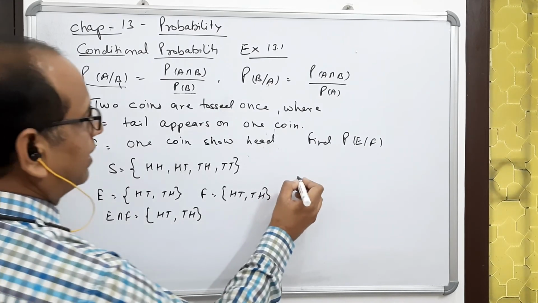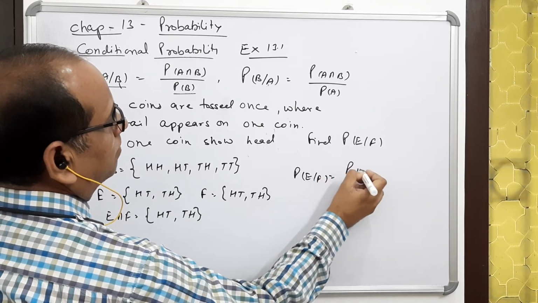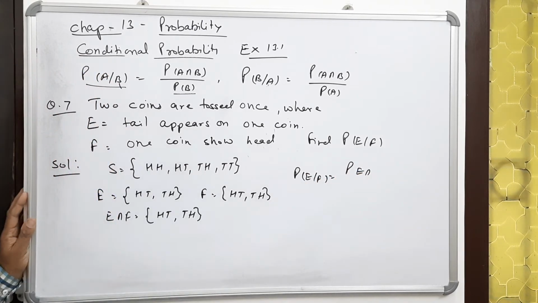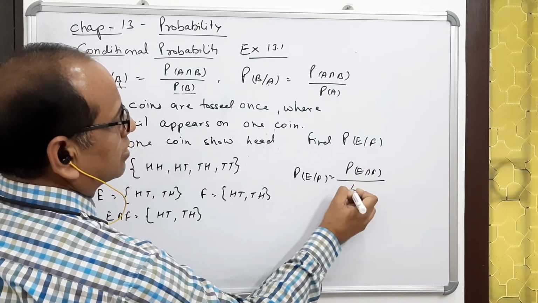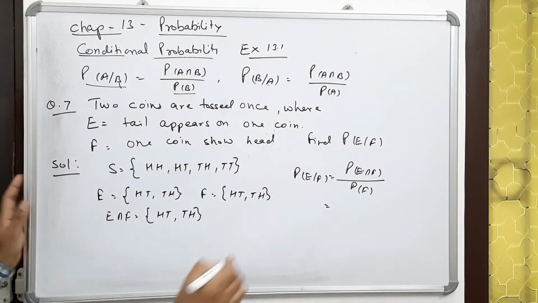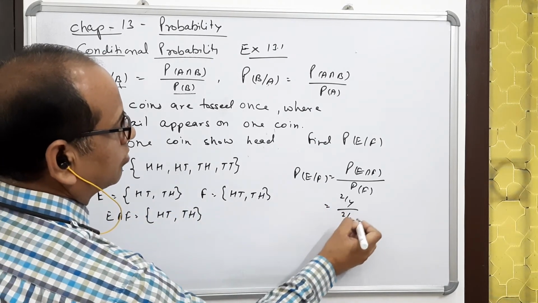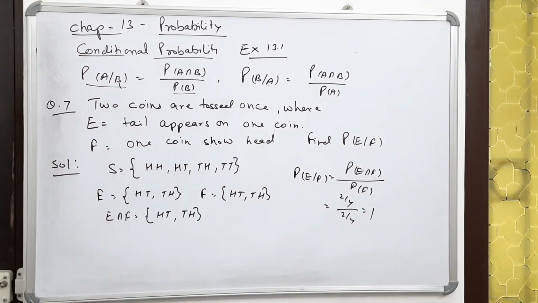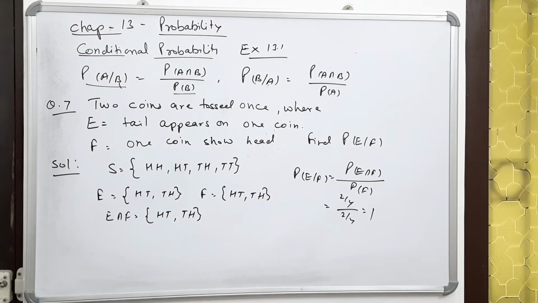Then P(E|F), the probability of happening of E when F has already occurred, is P(E intersection F) upon P(F). Now the intersection is this one, that is 2 by 4. And what is F? That is also 2 by 4. So what is the answer here? It is 1. So the probability of E when F has already occurred is 1. So in this way we can find this particular problem.